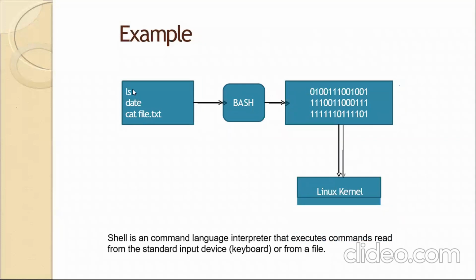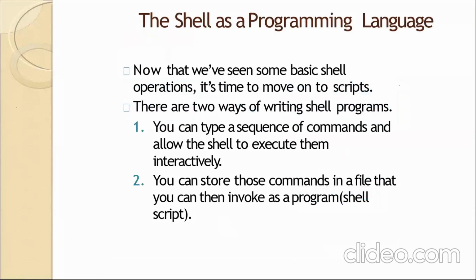Suppose this is an example. ls is a command, date is a command, then cat file.txt. Cat will display the contents of file.txt. So you give that input to the bash shell, which is the default. Then it is converted by the shell and goes to the Linux kernel. The Linux kernel will give the output on your monitor. Okay.